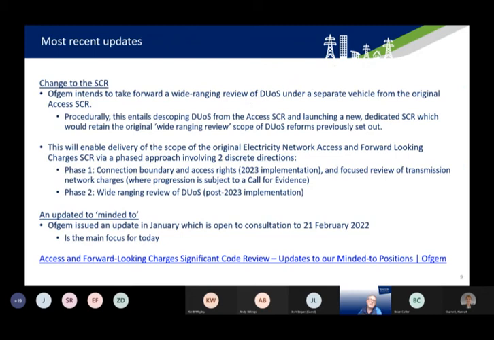So the more recent updates, as I alluded to before, there are probably two bits of this. First of all, Ofgem intend to split the original scope of the work they did into two bits. A phase one, which will focus on the connection boundary and access rights, which is really what we're going to focus on today, as I said. And the plan is that they're going to complete that probably March this year with a final decision, with an implementation date of April 2023. So they're separating that bit out to actually progress that and get that finished more quickly.